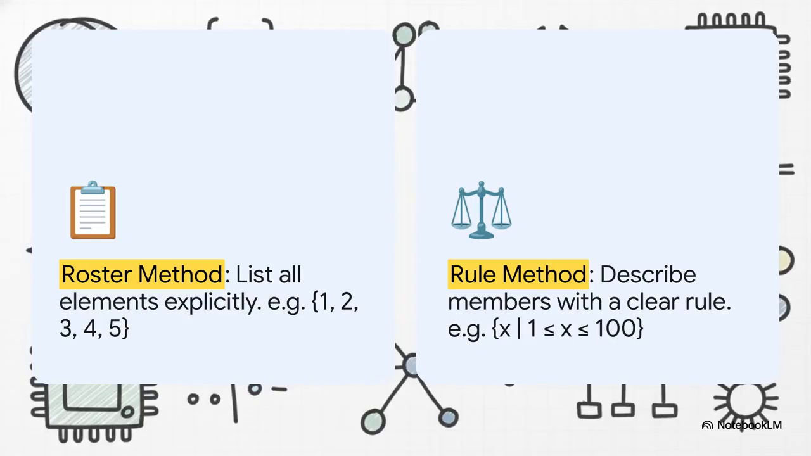And mathematicians came up with two ways to create these perfectly precise collections. You can either list the members out one by one, that's called the roster method, or you can just state a clear, unambiguous rule that every single member has to follow. Both roads lead to perfect clarity, no confusion.